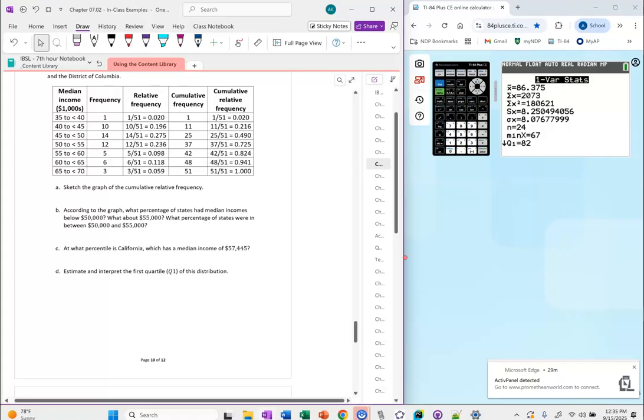Here it says sketch the cumulative relative frequency graph. I'm not going to do that right now. I'm just going to bump over to the answer key where that graph is already there. And then it asks, according to the graph, what percentage of states had median incomes below 50%? What about 55%? And then what percentage was in between?